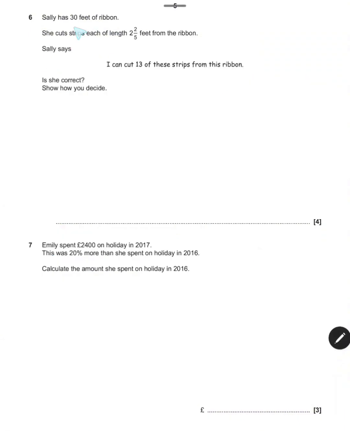Question 6, my mate Sally has got 30 feet of ribbon. She cut strips of length 2 2/5 of a foot, madness, from the ribbon, and she says she can get 13 strips. What we're doing is taking this 30 feet and sharing it into strips that are 2 2/5. We're seeing how many of these fit inside the 30. So it's a division. It's not straightforward, but it's doable.